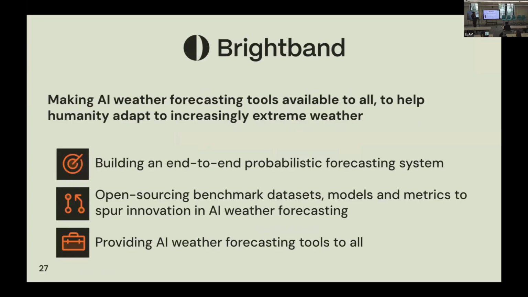And I would say that generally, we're one of the many groups, like NVIDIA and others, that are trying to bring the AI for weather, AI for climate revolution to the people. And to that end, we're building an end-to-end probabilistic forecasting system. That's what I'll be presenting mostly on today. We're open sourcing benchmark data sets, and really excited to give you a flash of what we've got there. And we're also providing general tools and evaluation frameworks.